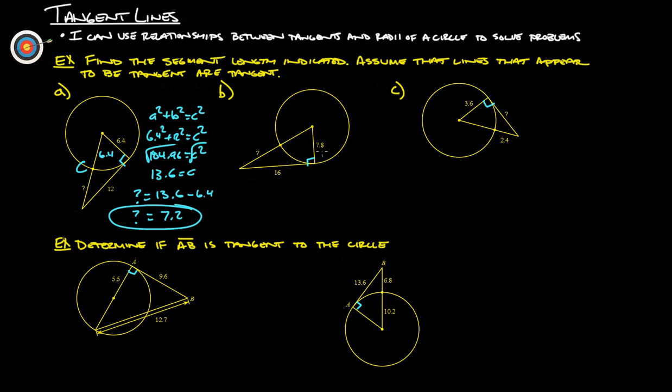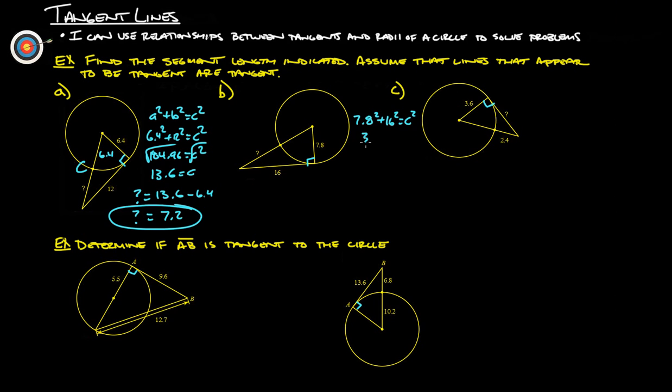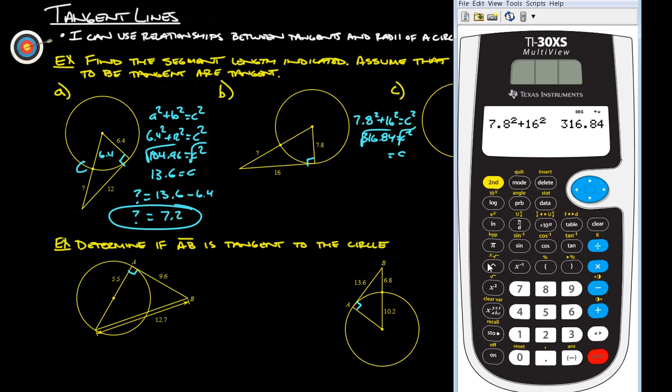B, same idea, a squared, b squared, c squared. So we'll do 7.8 squared plus 16 squared is going to equal c squared. So let's do our math on that. 7.8 squared plus 16 squared gives us 316.84 is our c squared. So we square root both of those to figure out what just the c is.